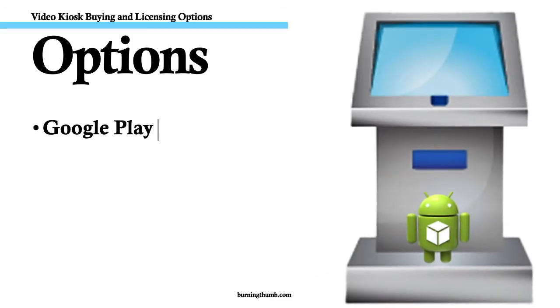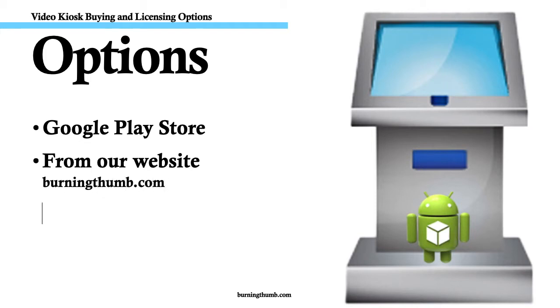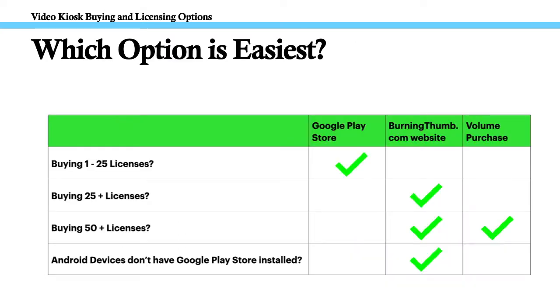For your convenience, there's a number of ways to purchase Video Kiosk licenses. You can use the in-app purchase through the Google Play Store on the Android device. You can purchase through our web store using a credit card or PayPal, or by invoice for volume purchases. You can use whichever purchase option is easiest for you.